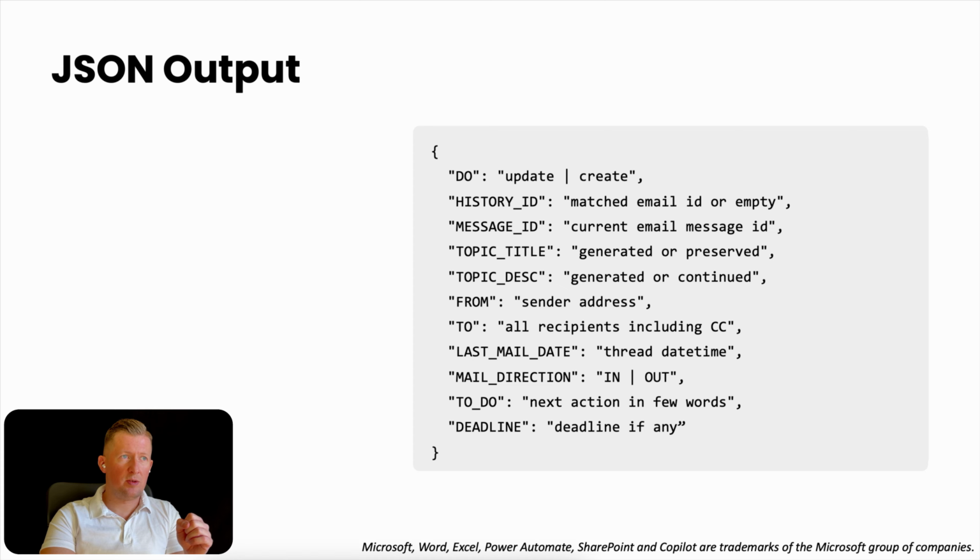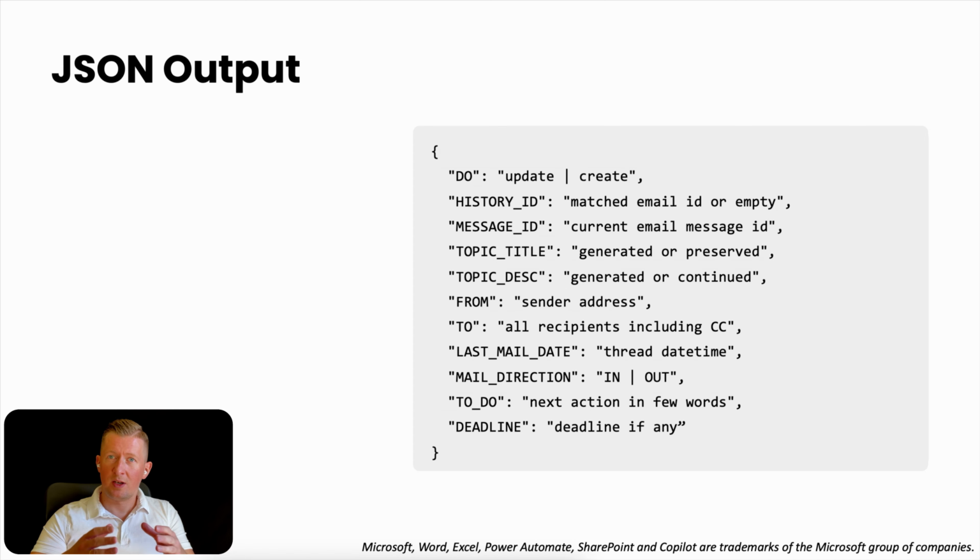The topic title is generated or preserved if we are following up an already existing task. The topic description is generated or continued. Now we want to have a continuous description, keeping the previous one and basically following the story. The from is the sender address, then all recipients including the CC addresses, last mail date, the thread date time, mail direction in or out, to do, next action in a few words, and the deadline is the deadline of the to do if there are any.